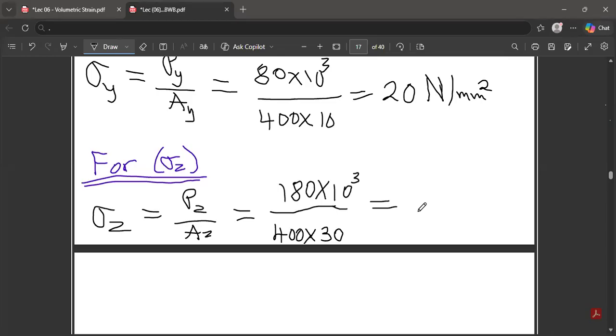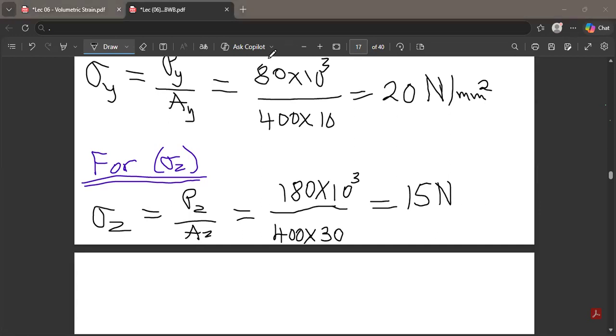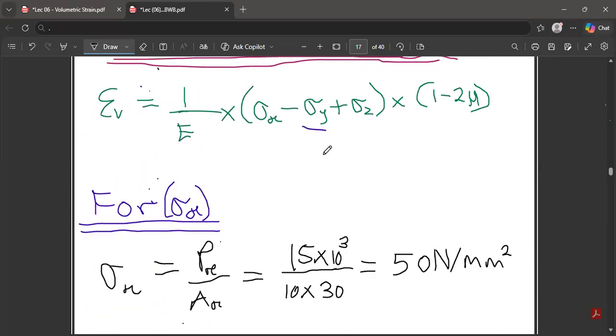That is 180 times 10 exponent 3 all over 400 times 30. And that is going to give you 15 Newton per millimeter squared. 15 Newton per millimeter squared. Exactly. 15 Newton per millimeter squared.